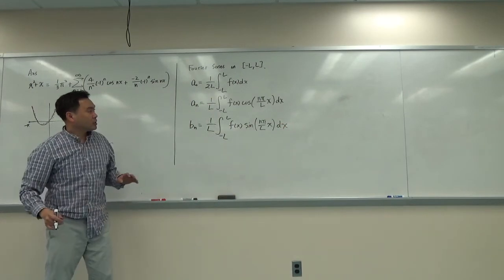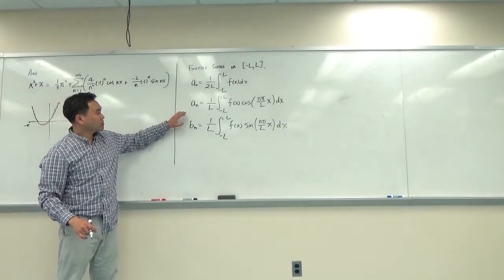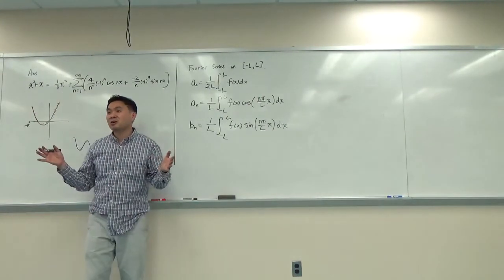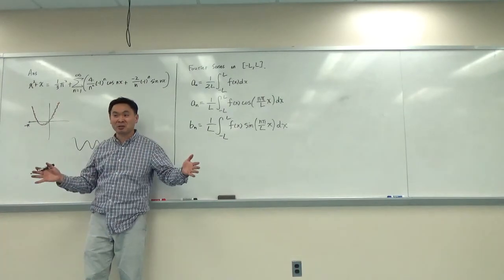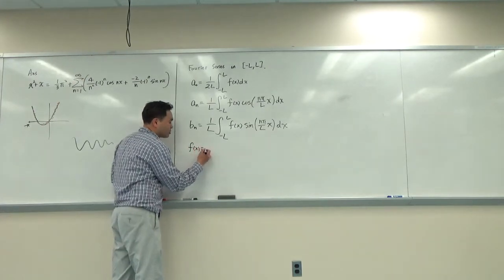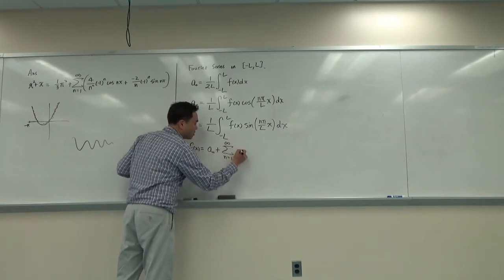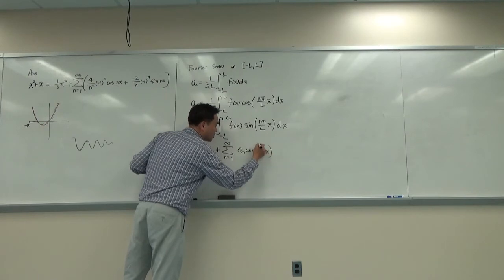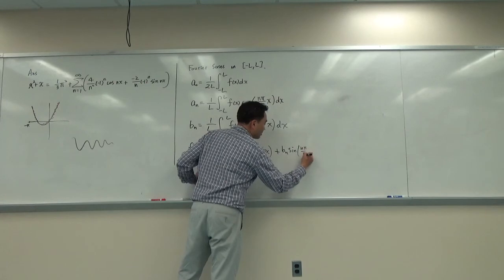So these are the formulas for Fourier series from negative L to L, because you don't always expect a function to be defined exactly from negative pi to pi. You might have a function from negative L to L. In that case, you use this formula. And your function f of x would then be a0 plus summation n from 1 through infinity of an cosine n pi over L x plus bn sine n pi over L x.